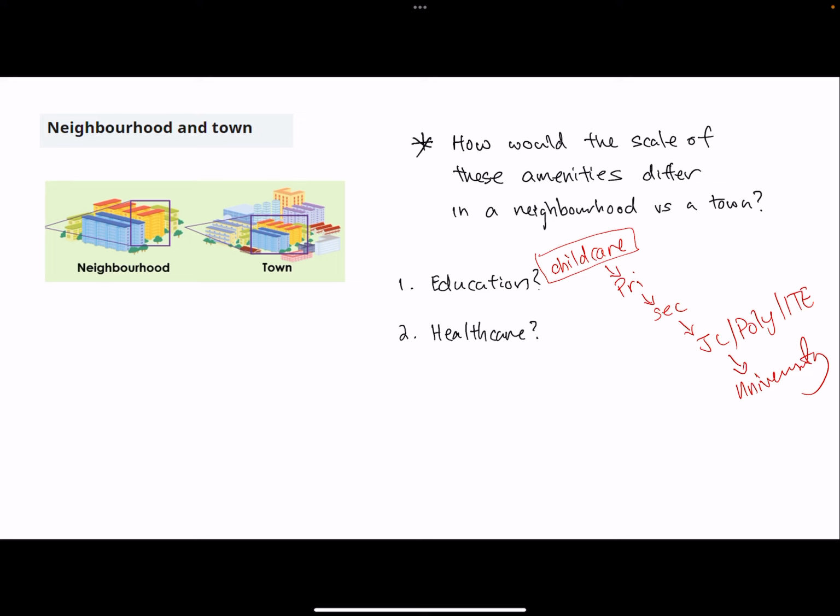So similarly, while you are trying to digest this, think about what about healthcare? What kind of clinics, hospitals, specialist clinics? Where will you find them in terms of our neighborhood scaling? In terms of where you find it in the precinct, where you find it in the neighborhood, where you find it in the town? Where will you find different forms of healthcare services?